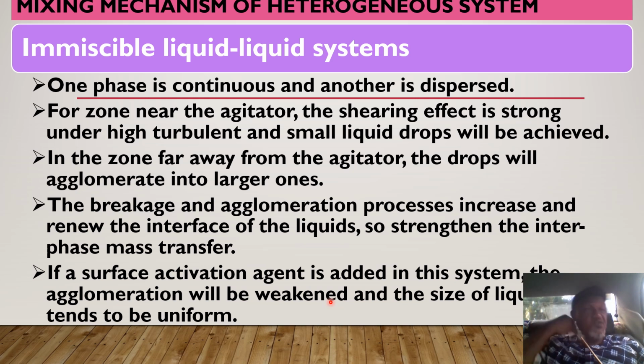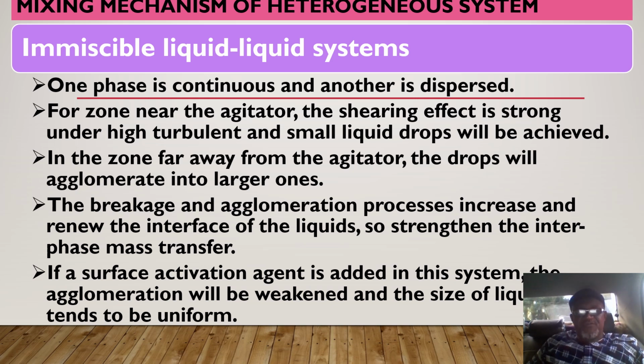Now this is what we are trying to break down, what happens in the agitator. The breakage and agglomeration process increase and renew the interface of the liquids to strengthen the interface mass transfer. Remember, there's mass transfer between all phases. We're talking about it in terms of mass transfer. In fact, for agitation, there are different reasons. It can be to achieve a homogeneous system. It can be to increase mass transfer. It can be to increase heat transfer, and so on, like we said when we started with mixing and agitation.